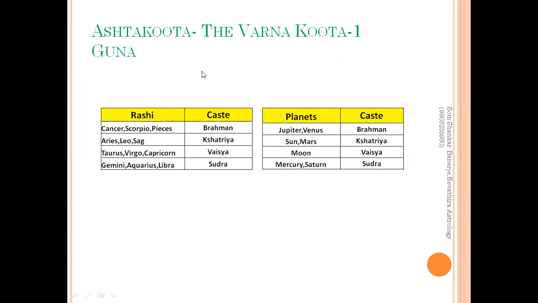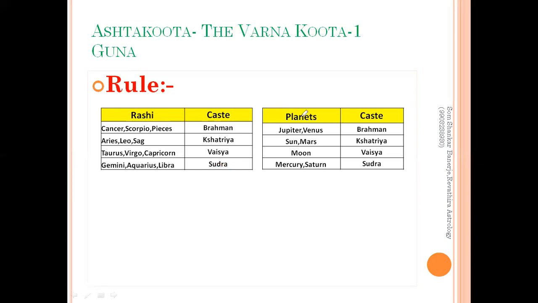First one, the Varnakuta. So the first point is about the Varnakuta. Varna means caste. So basically, for each Rashi, the caste is said by the sages. Like the water Rashis, which are Cancer, Scorpio, Pisces, are Brahmins. The fire Rashis, which are Aries, Leo, and Sagittarius, are Kshatriya. The earth Rashis, which are Taurus, Virgo, and Capricorn, are Vaishya, the business clan. And Gemini, Aquarius, and Libra are the Shudra, the working class, the employees in today's perspective.